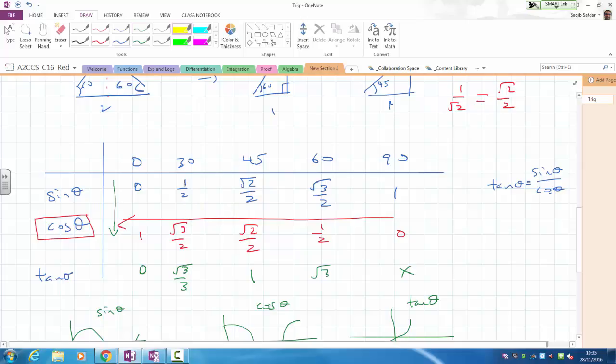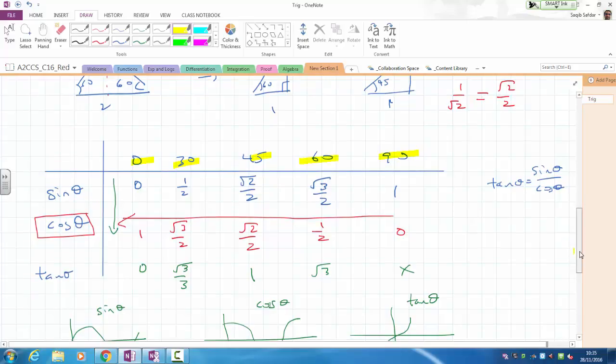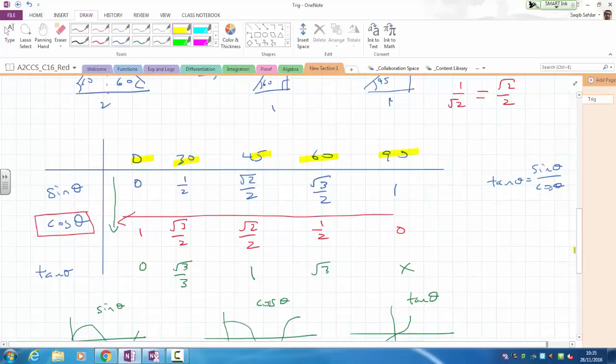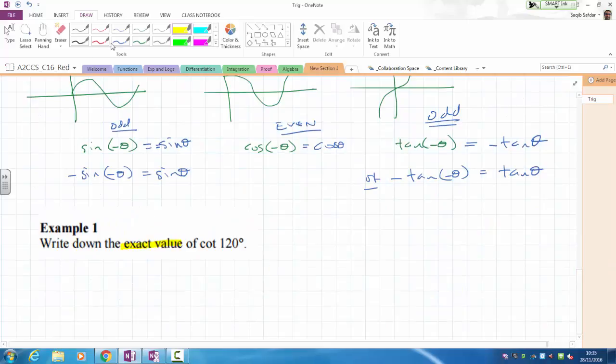We said this is the same as this. So these angles here, 30, 45, 60, 90, and possibly even 0. But certainly 30, 45, 60. So if you've got something like 150, think about the 30 to give you the 180, for example. So you've got the cot of 120. Let's define the cot of 120. So cot of 120 is the same as what?